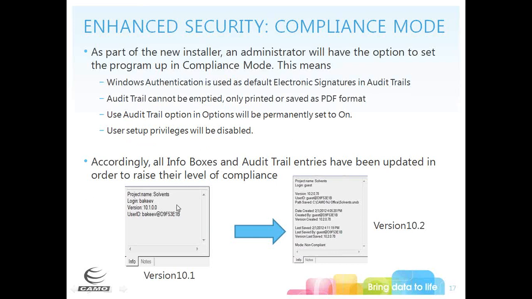Accordingly, we've also updated all the info boxes and audit trail information to make them a higher level of compliance. So in version 10.1, the info box for a project would have the information of the project name, who's logged it in, and which version it was created in. Now in version 10.2, we have additional information including when a project was last saved and by whom, and indeed if you're working in the compliant or non-compliant mode in working with those data.